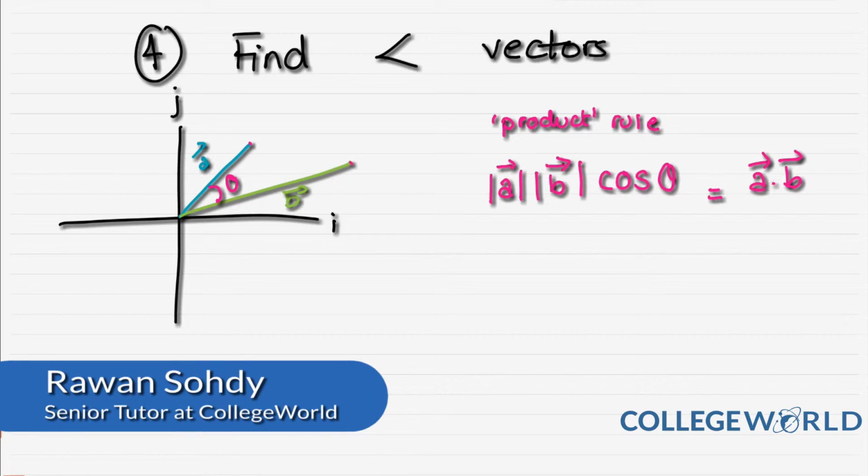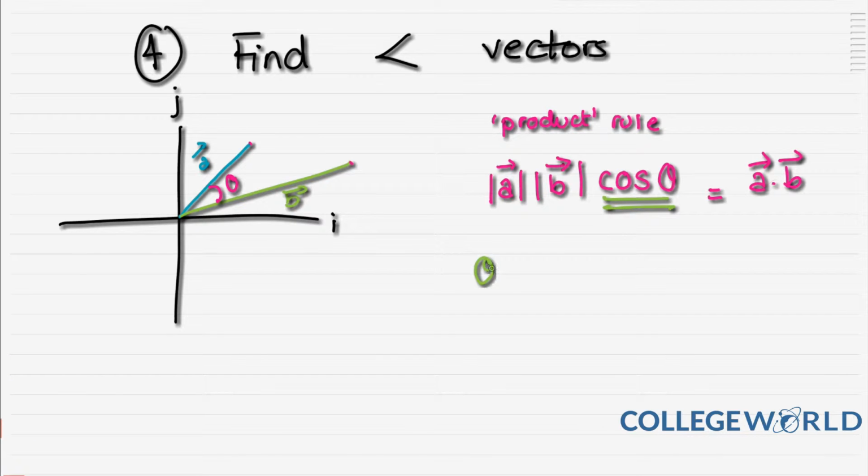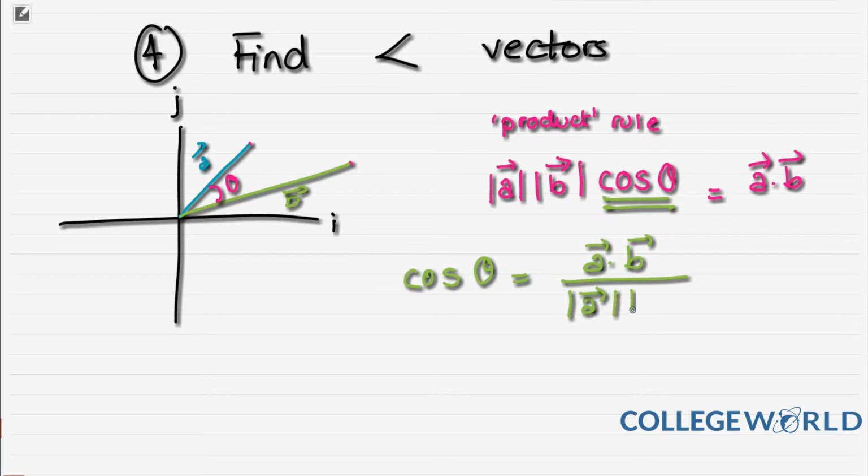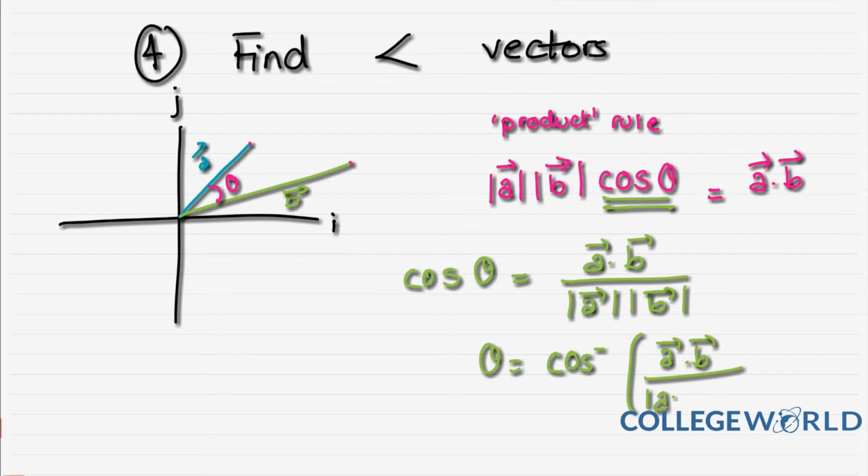Now, what this case actually wants is this angle. So what you're going to do is just rearrange to get cosine theta equals the product of A and B divided by the product of the magnitudes of A and B. After that, you can just do shift cosine on your calculator to get the exact value of theta.